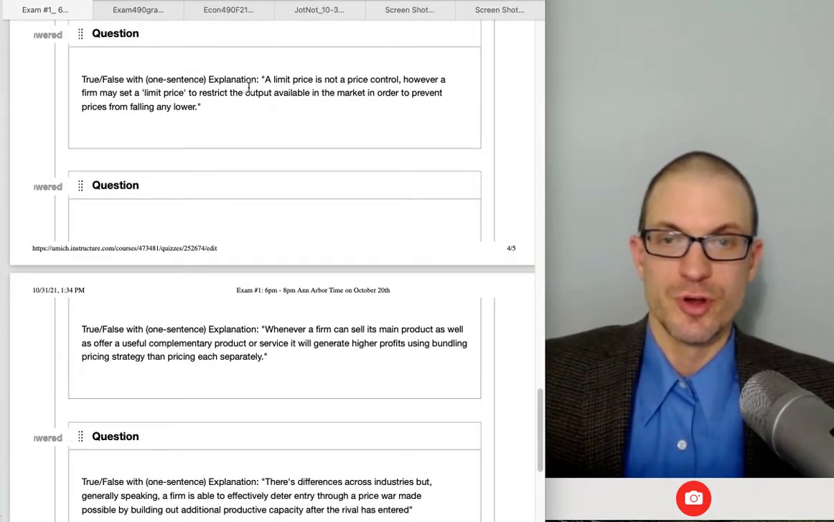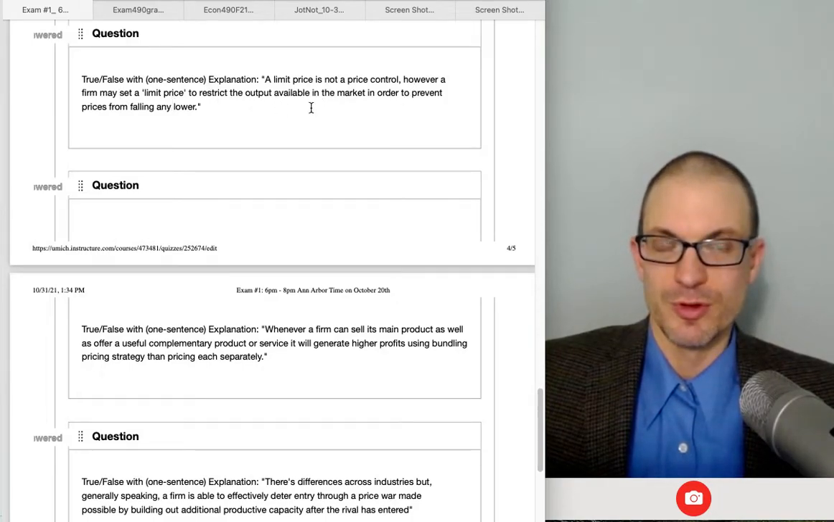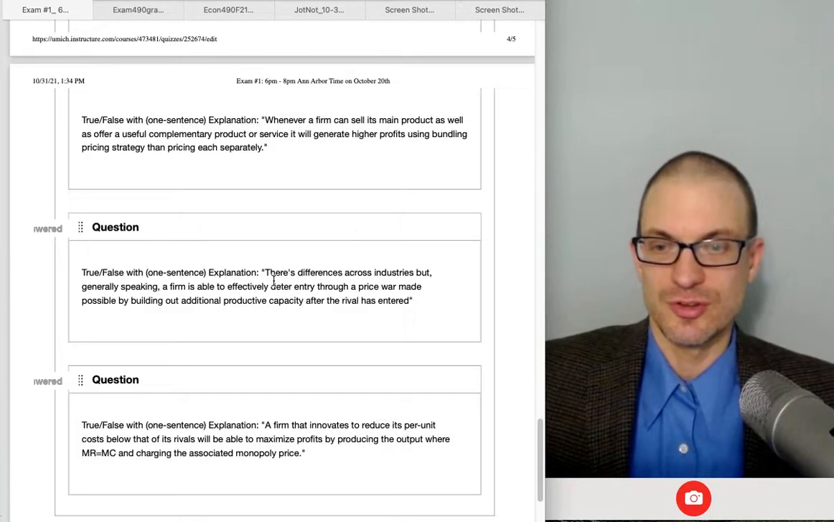So the first one was: a limit price is not a price control. However, a firm might set a limit price to restrict output available in the market in order to prevent prices from falling any further. Whenever a firm can sell its main product as well as offer a useful complementary product or service, it'll generate higher profits using bundling than pricing each separately.